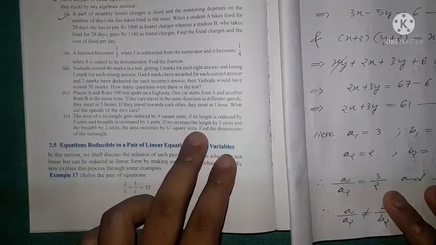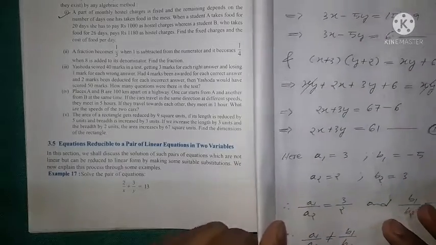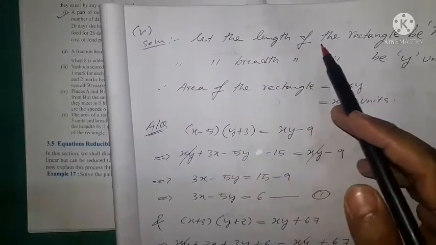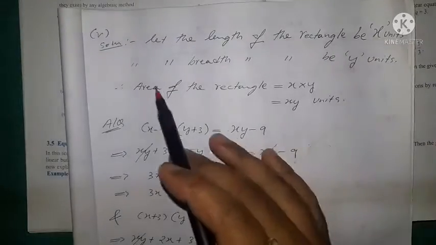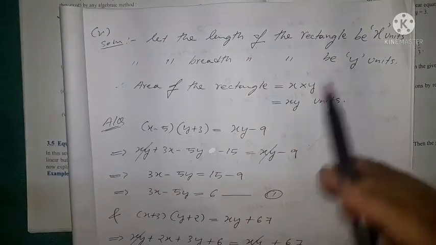If we increase the length by 3 units and the breadth by 2 units, the area increases by 67 square units. Find the dimension of the rectangle. That means we need to find the length and breadth of the rectangle. So let the length of the rectangle be x units and the breadth of the rectangle be y units.